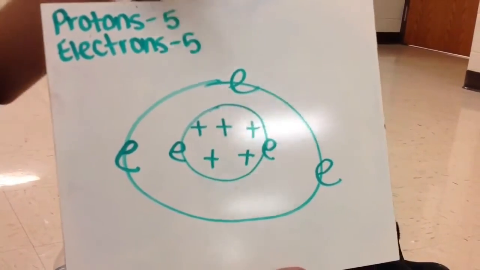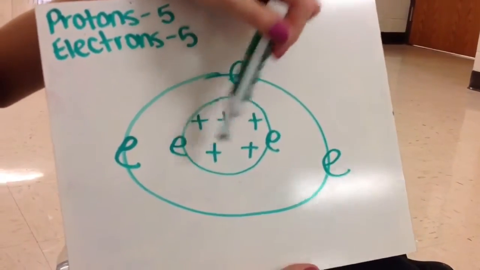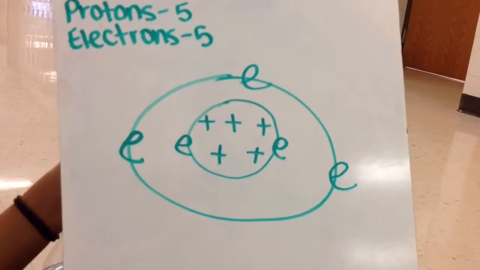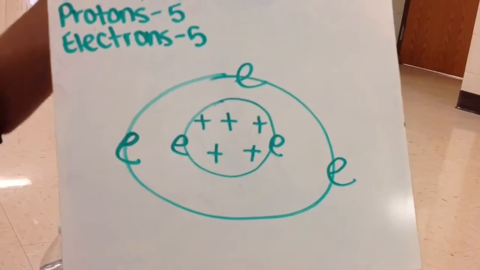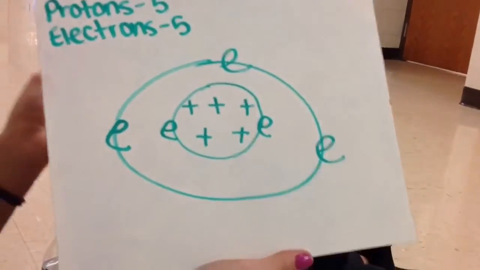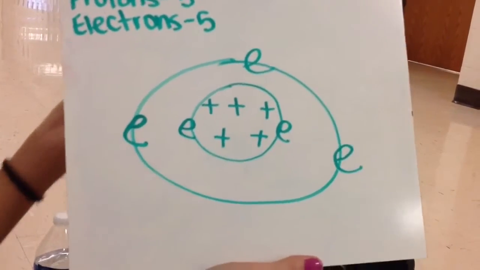The two inner electrons that are marked on the first ring are the only two you're allowed to put on that ring. On these three on the outer ring, they can have up to 8, but we only have 3 to fill it.